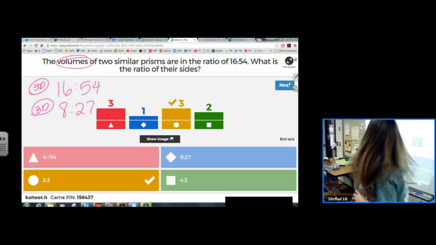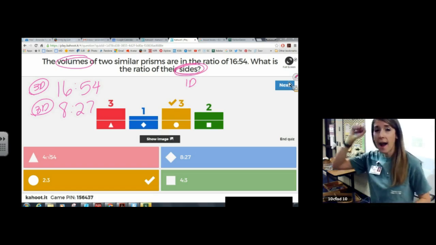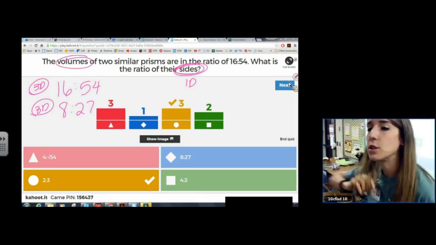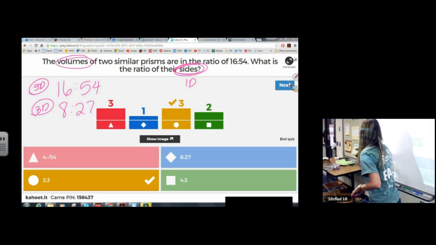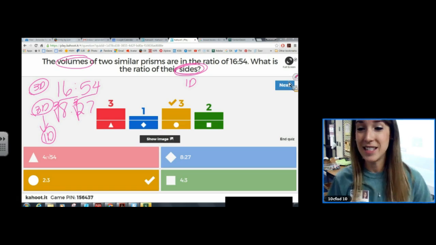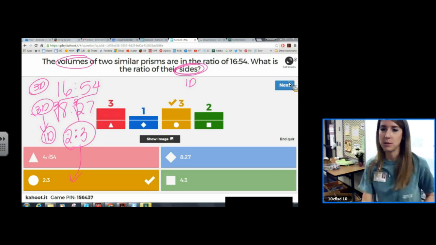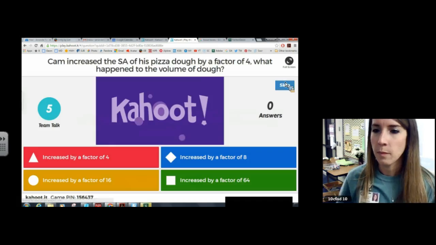I want to know the ratio of their sides. Sides is 1D. How do you go from 3D to 1D? Cube root. The cube root of 8 is 2. The cube root of 27 is 3. So the ratio of the sides was 2 to 3.